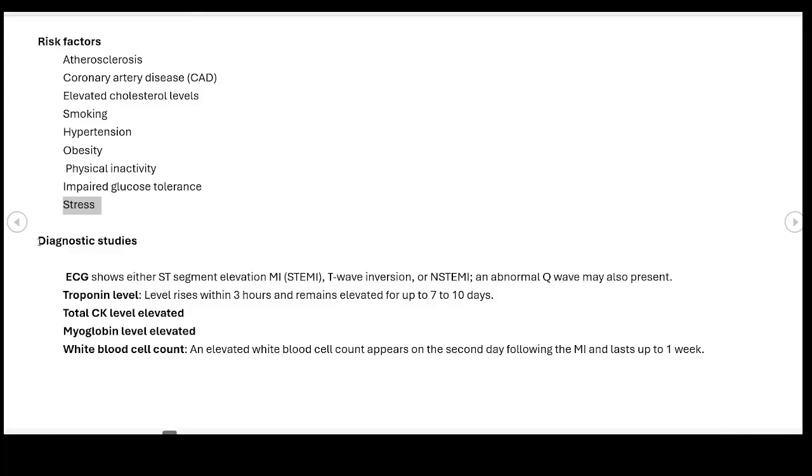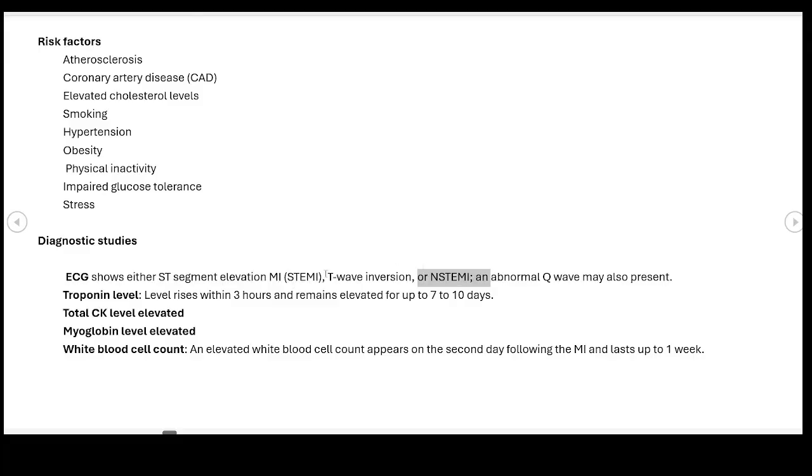So what are some of the diagnostic studies when somebody is having an MI, or you suspect that the person is having an MI? First, if you're working in the ED, you have to get an EKG right away. In the EKG, we are focusing on the ST segment to see if it is elevated or not elevated. Usually when it gets elevated, we say you have STEMI, which is ST elevation MI.